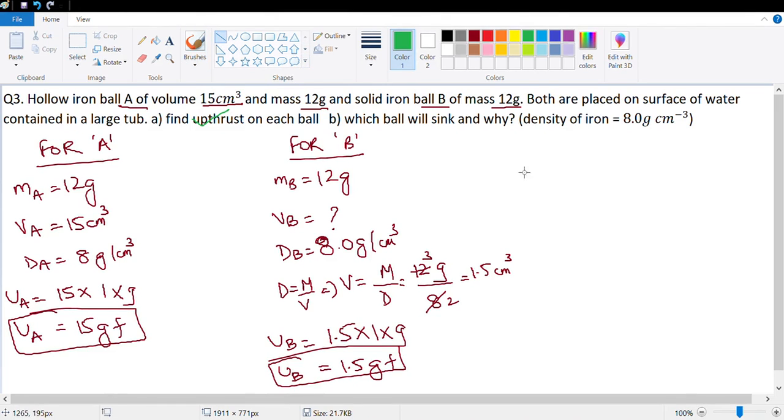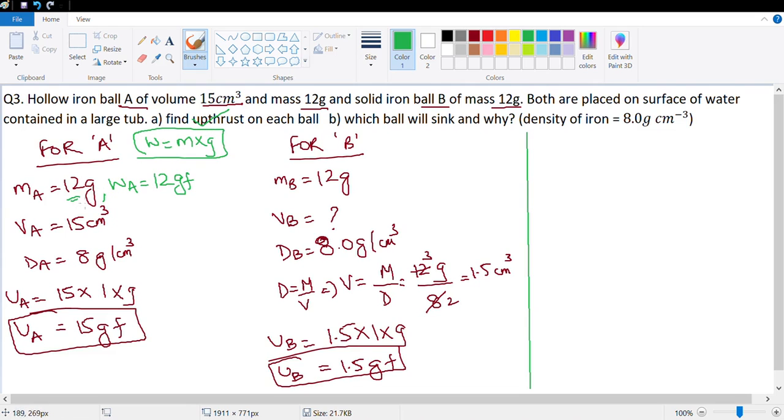Next part of the question: which ball will sink and which will float? So let's check. If the upthrust is more than the weight, then it will float. If upthrust is less than the weight, then it will sink. So let's calculate the weight here. So weight of A, this is in air, would be equal to 12 gram force. Weight is equal to mass into gravity. So basically 12 into gram force. So this is 12 gram force. And weight of B is also equal to 12 gram force. Again, weight is equal to mass into gravity.